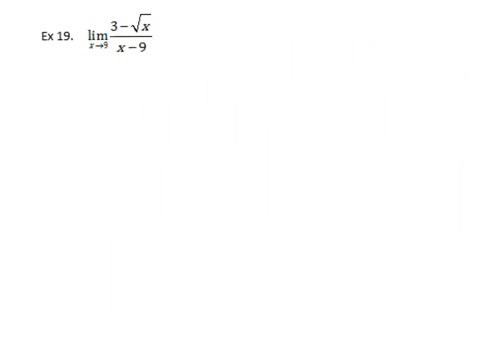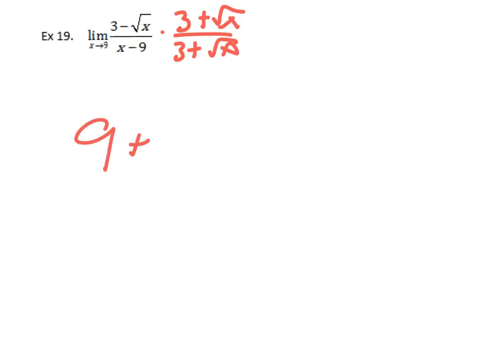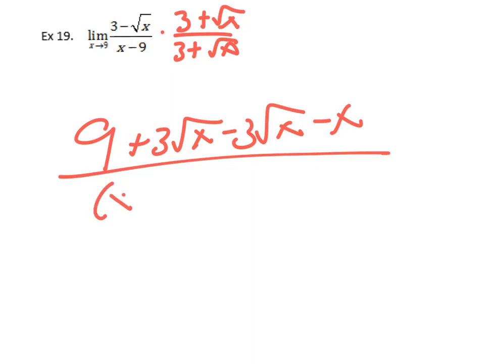Okay, same thing over here. I'm going to multiply by the conjugate. So I'm going to multiply by 3 plus square root of x, which gives me 9. And I'll just multiply it all out. Plus 3 root x minus 3 root x minus x over, and again, I'm going to leave my denominator like this instead of FOILing out the denominator.